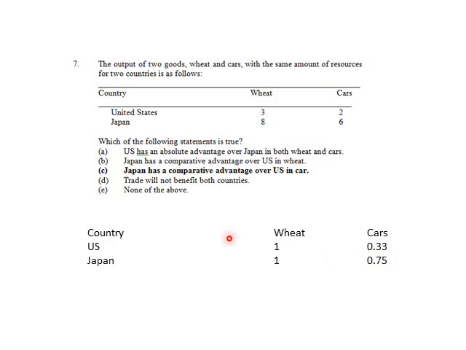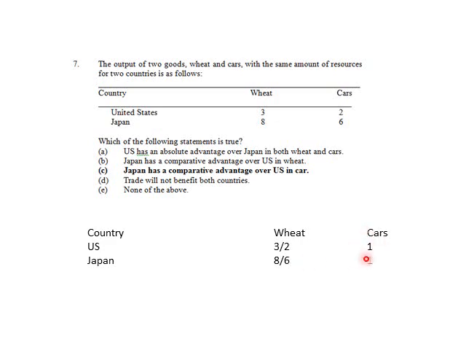So obviously US can produce wheat with a lower opportunity cost. So US has a comparative advantage in wheat production, because they can do this with lesser opportunity cost. Any questions here? No. Let's calculate the opportunity cost for producing 1 unit of cars.